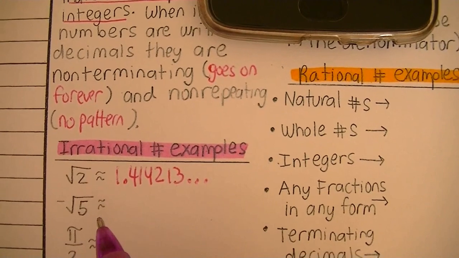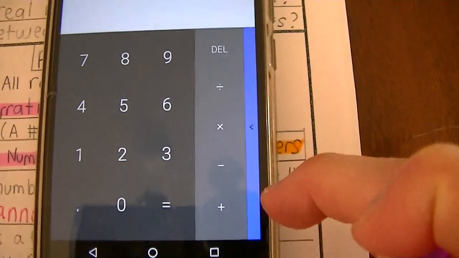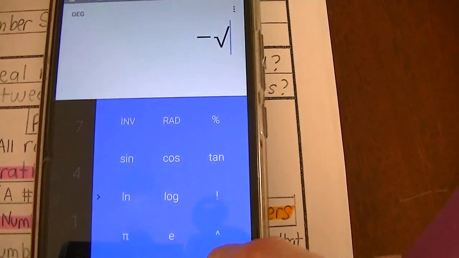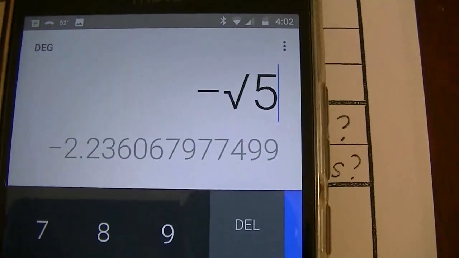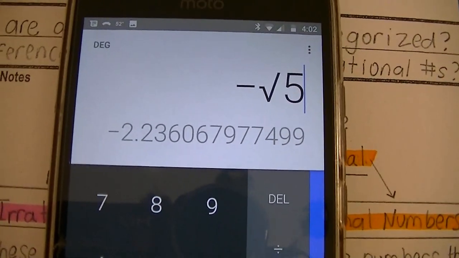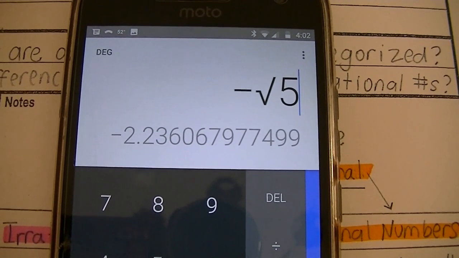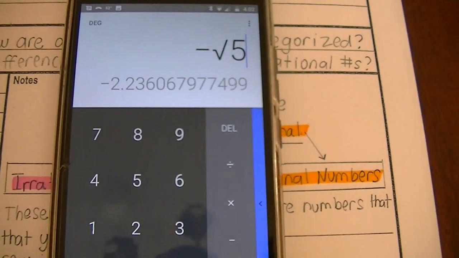Okay, now we have the negative square root of 5. Put the negative sign here. Find my square root of 5. And look what we get right there. Again, it's a non-terminating and non-repeating decimal. So therefore, the negative square root of 5 is irrational.